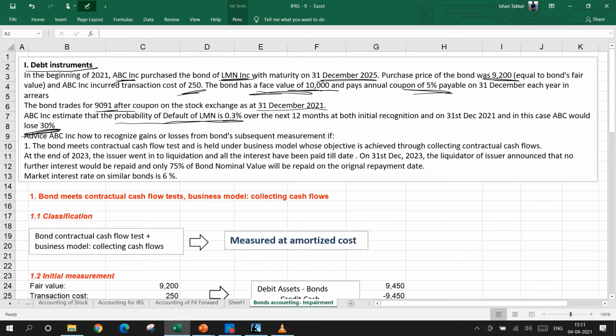Let's see. And it says that it meets the cash flow test. That is, the business model is just to collect the cash flow, and the cash flows are made up of solely payment of principal and interest. So it needs to be measured at amortized cost. Let's see the accounting entries.